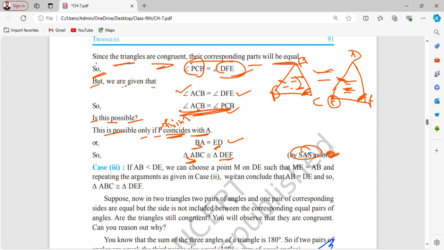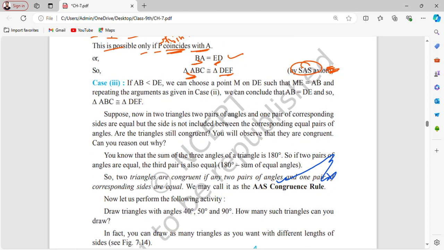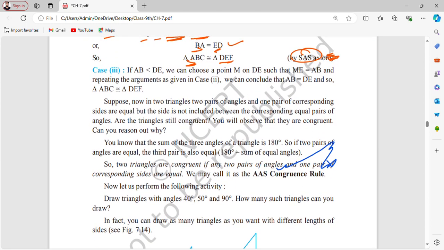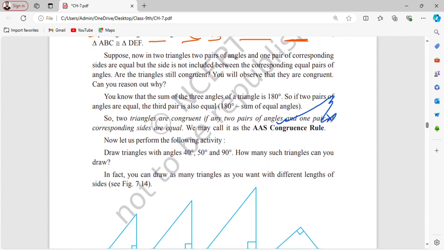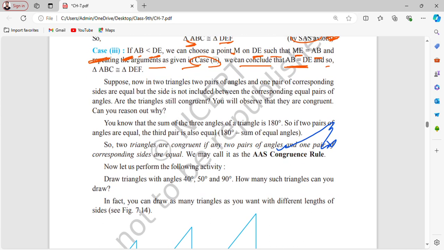Let's understand case number 3. Case number 3: if AB is less than DE, we can choose the point M on side DE such that ME is equal to AB, and repeating the argument given in case number 2, we can conclude AB is equal to DE, and so triangle ABC is congruent to triangle DEF.